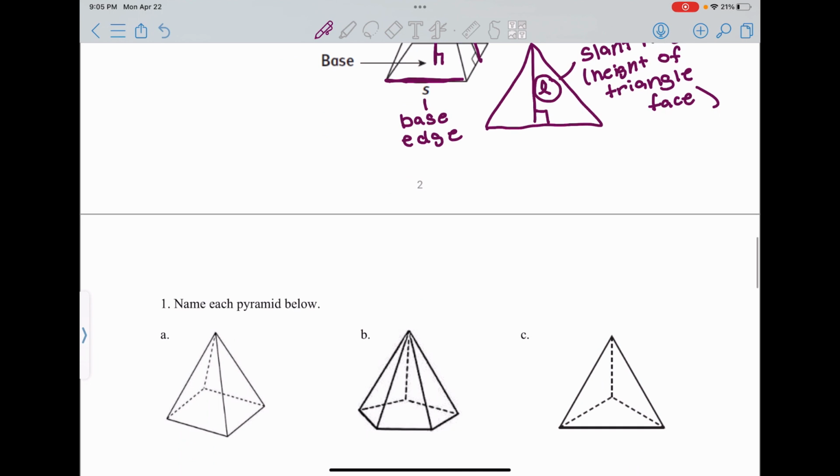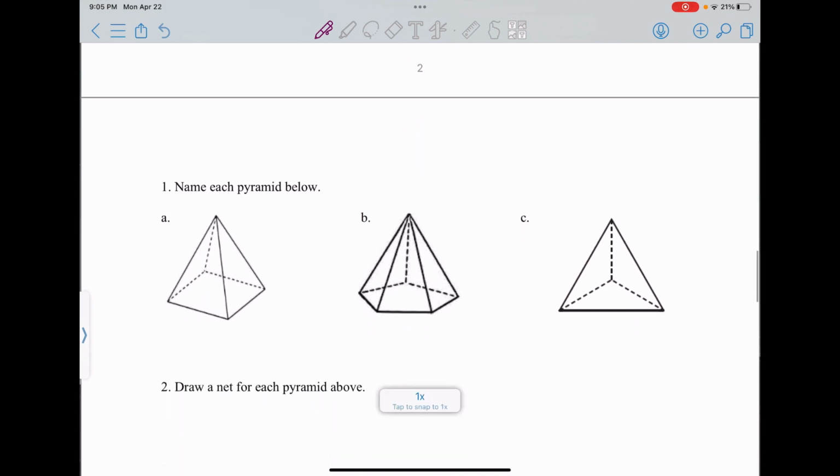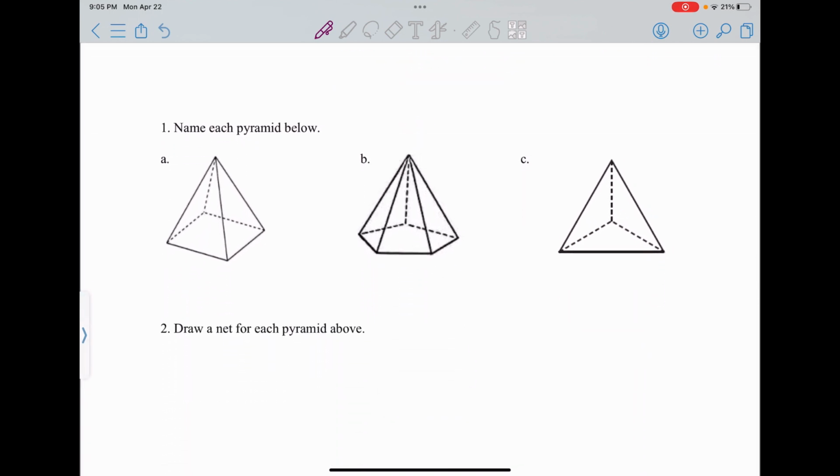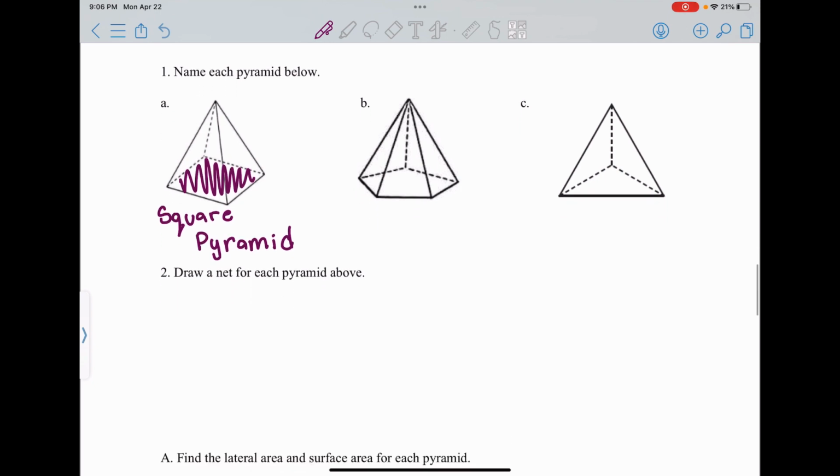Moving on, pyramids are also similar to prisms in that we name pyramids based off the shape of their base. So in A, it looks like I have a square base. So this is a square pyramid. And in order to draw the net of each pyramid, we draw the base in the middle. So I would draw my square, and then each base edge gets a triangle.